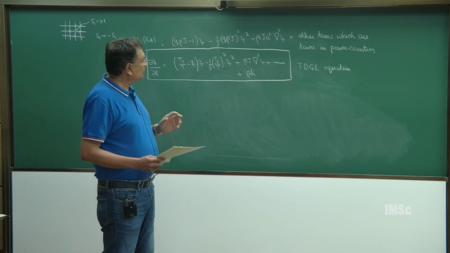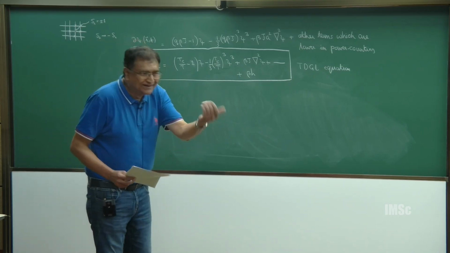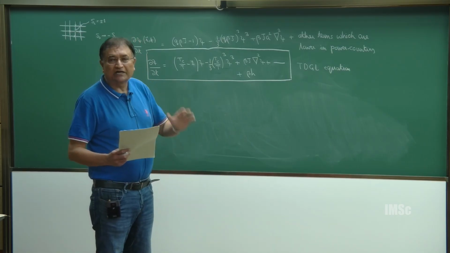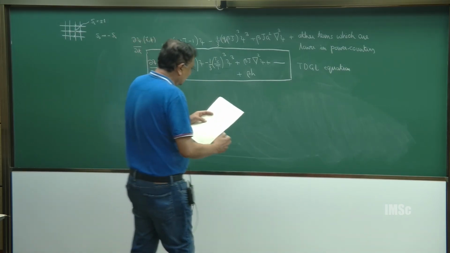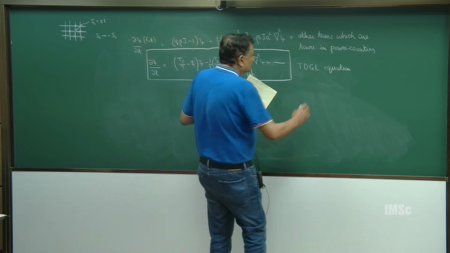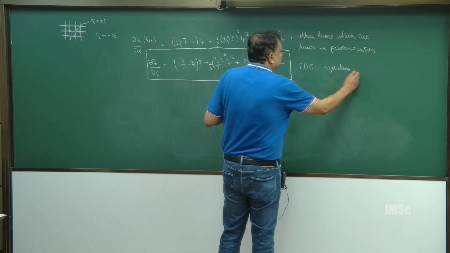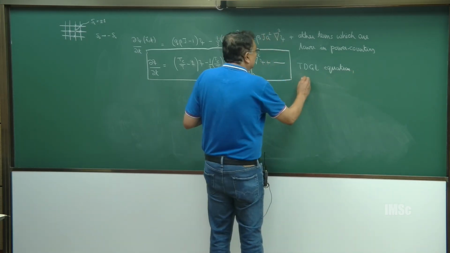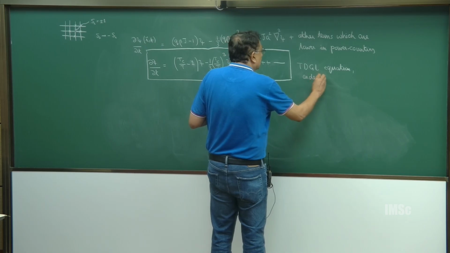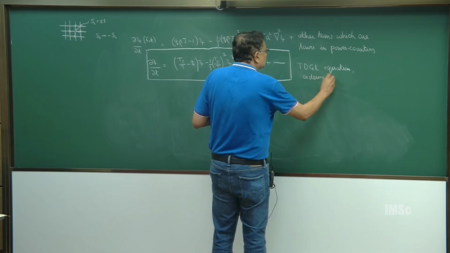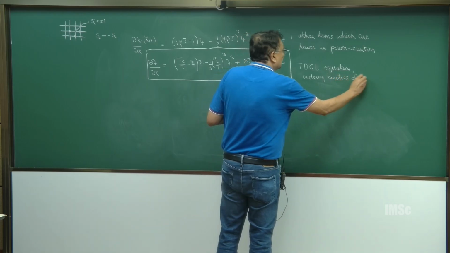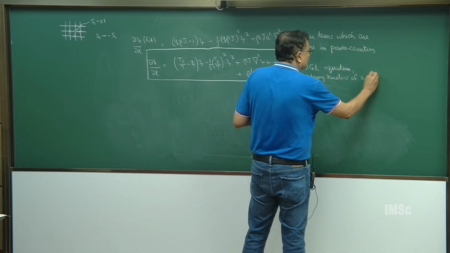But I want to give you a couple of other very instructive ways of understanding this equation. And I should say already that this is a TDGL equation and it describes the ordering kinetics, or the kinetics of phase transitions, kinetics of a ferromagnet.